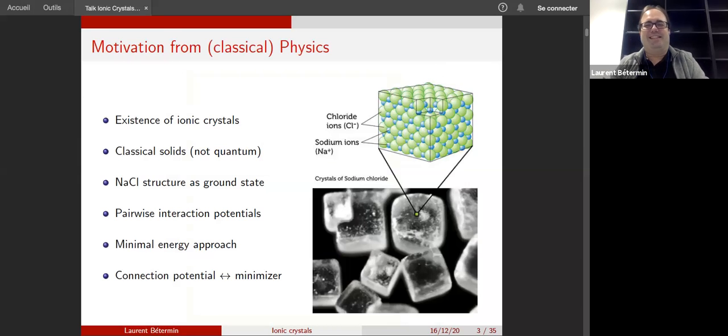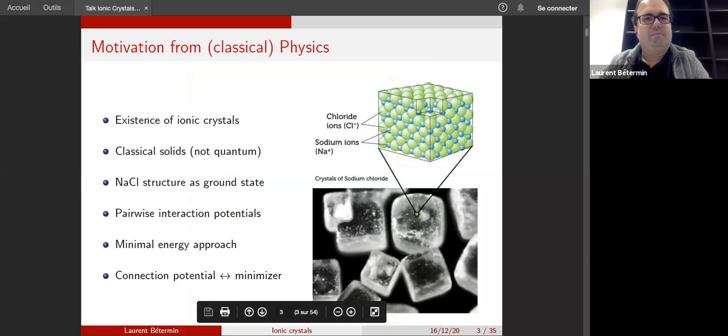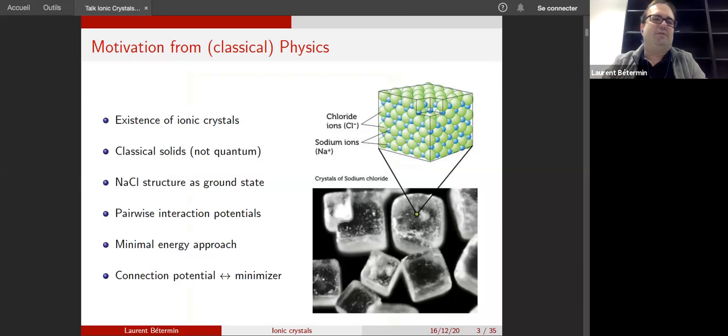Anyway, the motivation of this work, and what I will present in this talk, is from classical physics. Basically the idea is to justify in a way the existence of ionic crystals that will be classical solids, because I will take a pairwise interaction potential here. There will be no quantum effect whatsoever, just something very simple, and I will show you that even in a simple case, of course, we all know that it's extremely difficult to solve.